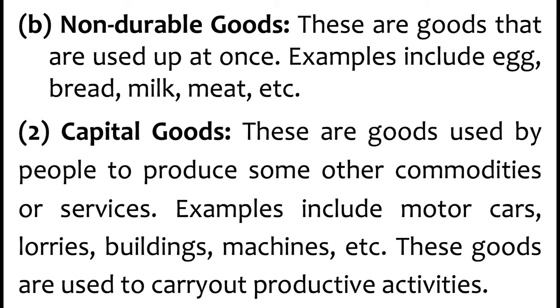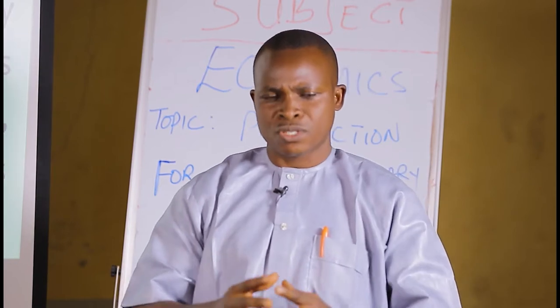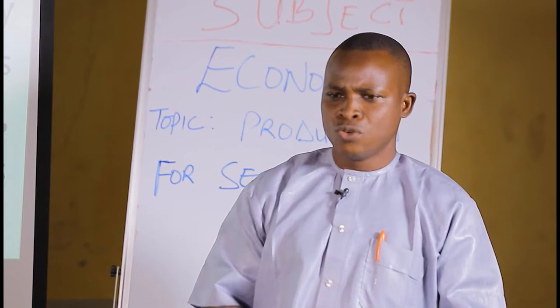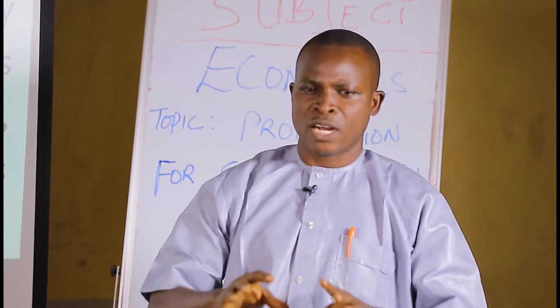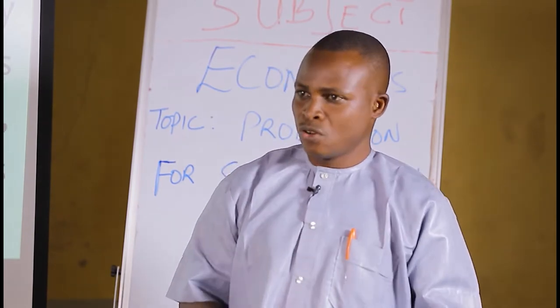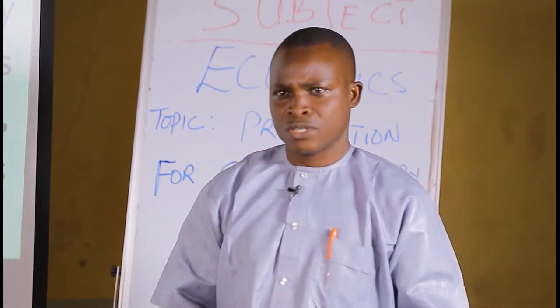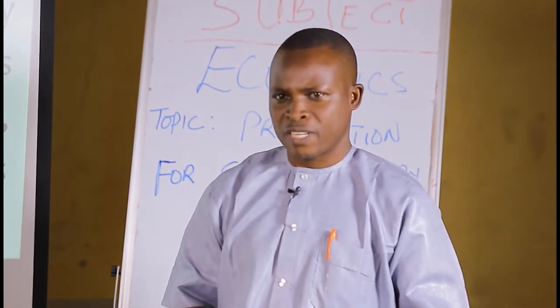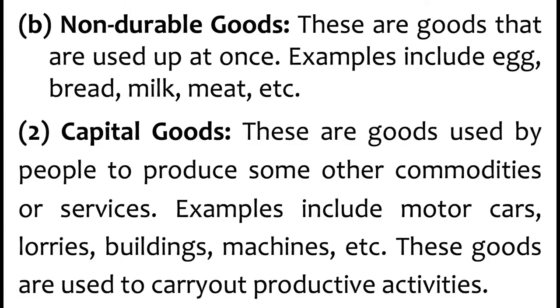Now, examples of these goods, we have egg, bread, milk. This type of goods, you can use them at a spot. You can use them at a particular time. When you peel an egg, you are to consume it instantly. Unlike television, you use television day in, day out. You use radio day in, day out, tables, plates, and the rest of them. But the non-durable items are milk, bread, meat, and among others.